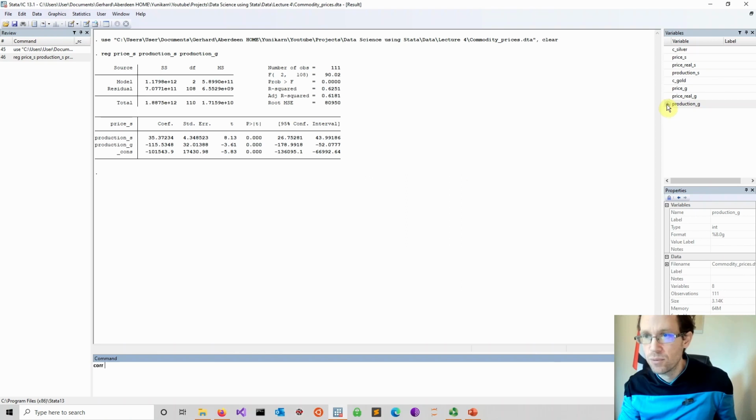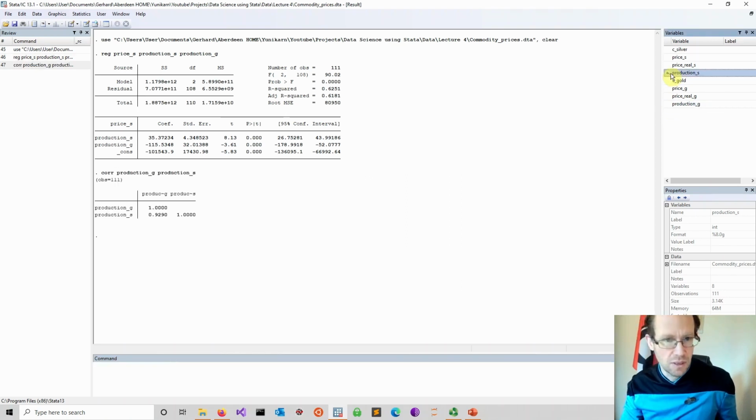Let's look at the production of gold and production of silver, and you see a very, very high correlation between the two. It's 0.929. So that is definitely way above our limit of 0.85, so that would definitely concern me. So it's almost a perfect relationship.